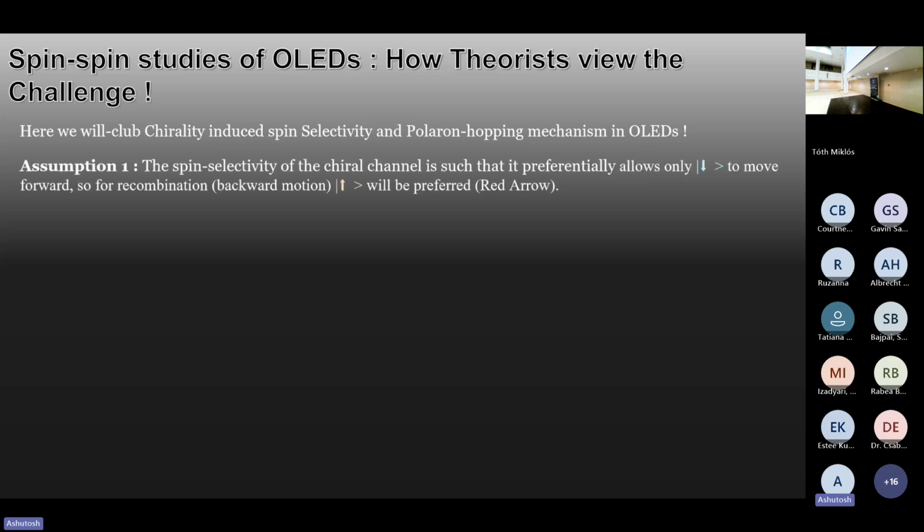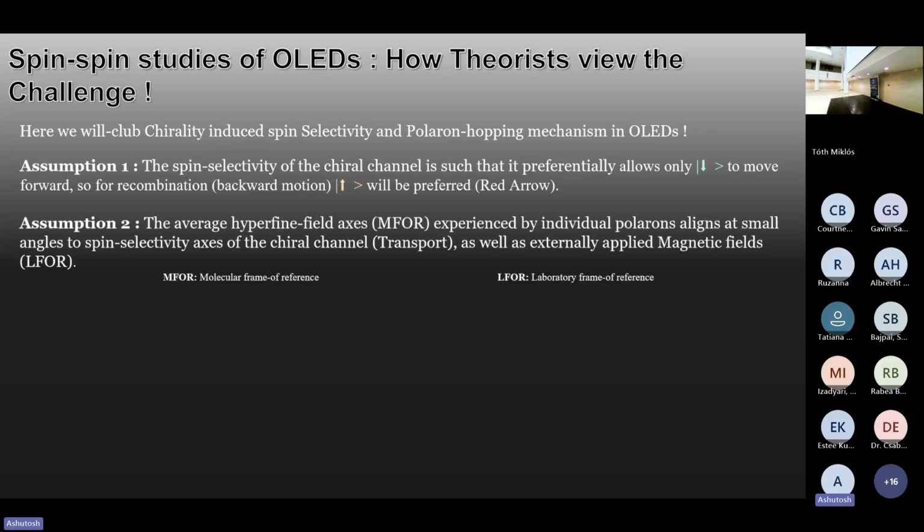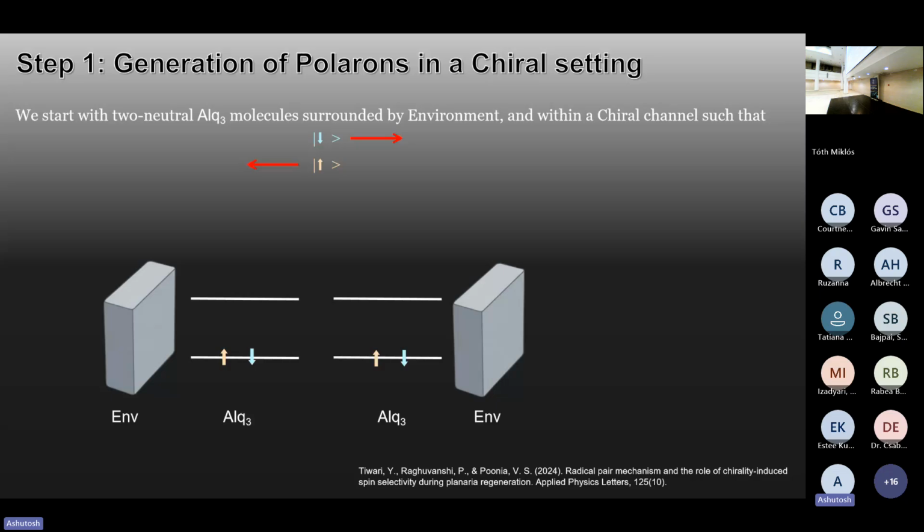Some basic assumptions that we'll make: the spin selectivity of the chiral channel is such that it preferentially allows only the down state to move forward, and for recombination, subsequently the up state will be preferred. We also make another assumption that the average hyperfine axis of the individual polarons aligns at small angles to the transport axis, the axis through which the electron is getting transported, as well as to the externally applied magnetic fields, which we use to probe the spin states.